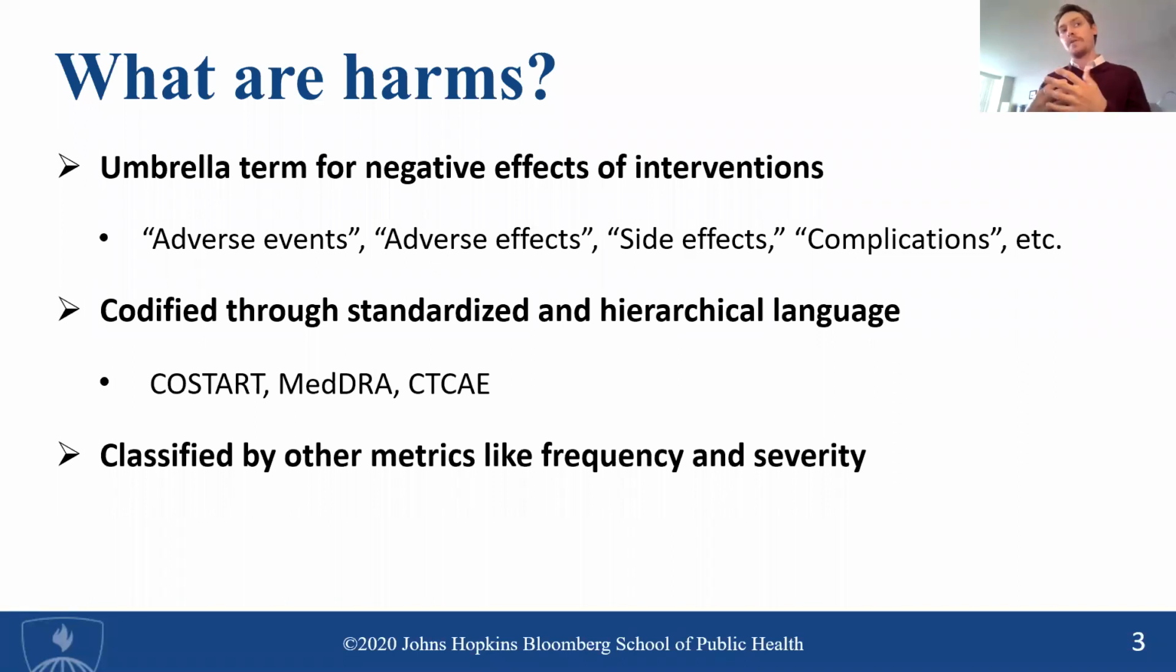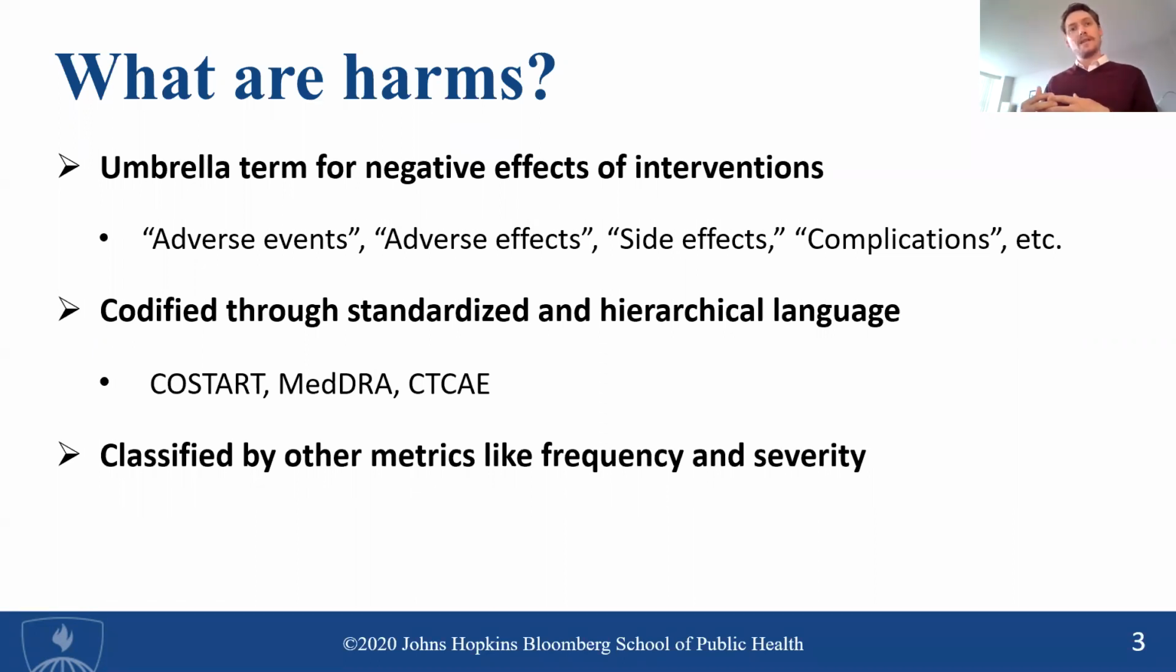Just a little bit of background. When I talk about harms, what am I talking about? I'm really using it as an umbrella term for negative effects of interventions. So this encapsulates adverse events, adverse effects, side effects, complications. This is an appropriate general term for the concept in both clinical trials and evidence synthesis, and this is supported by the CONSORT and PRISMA harms extensions.